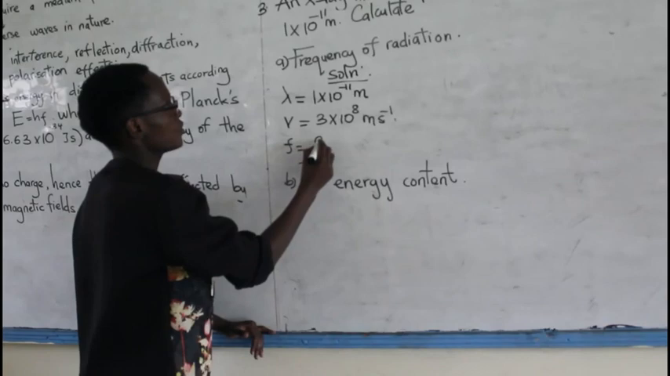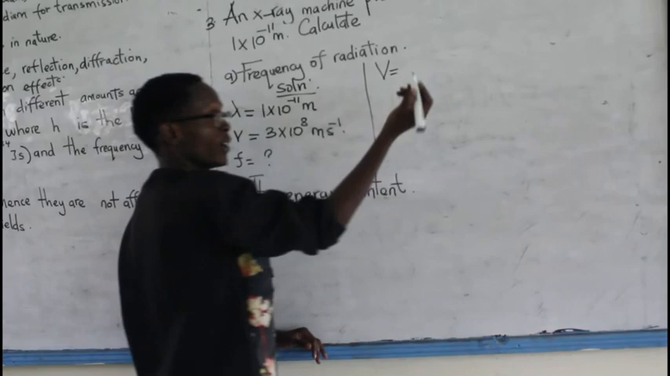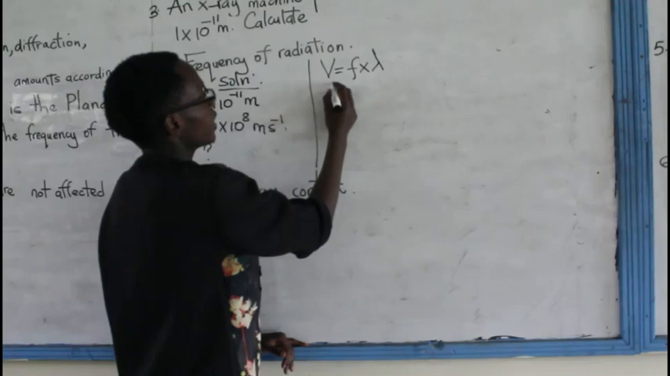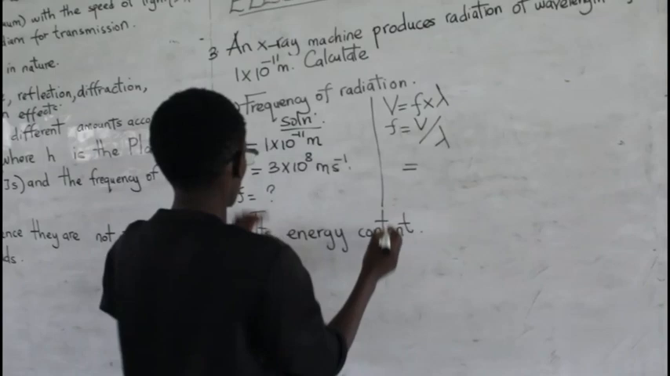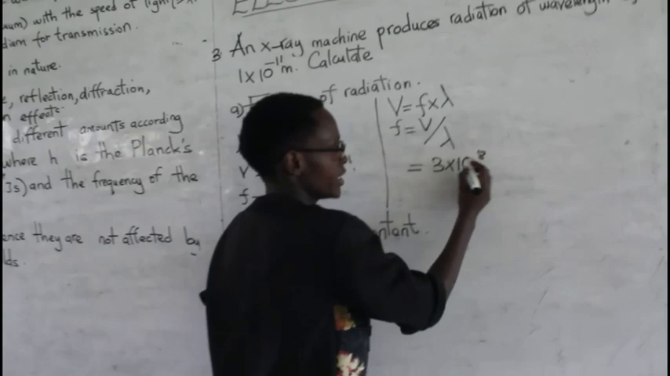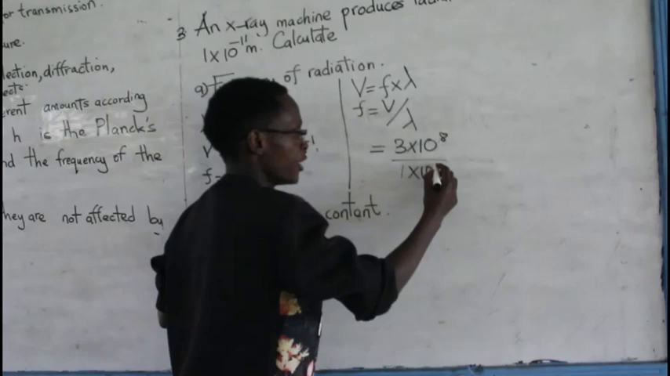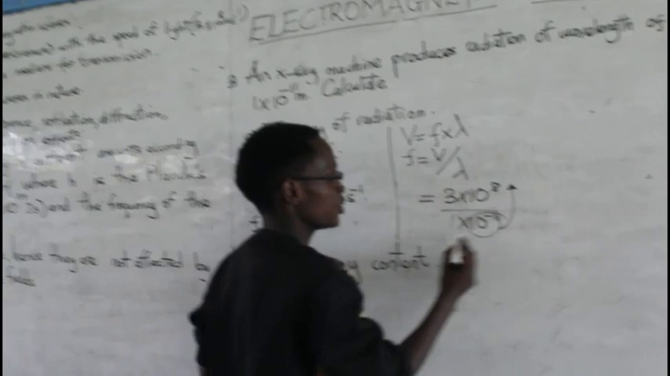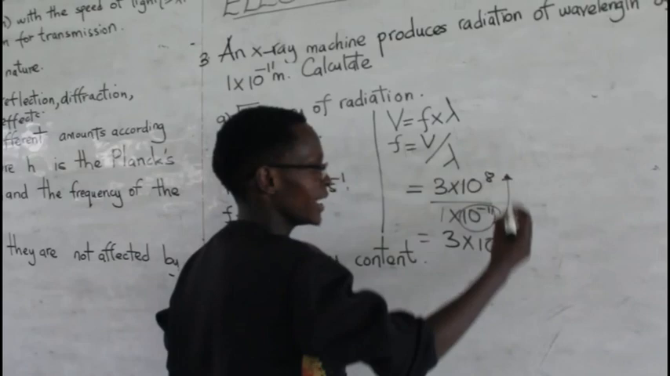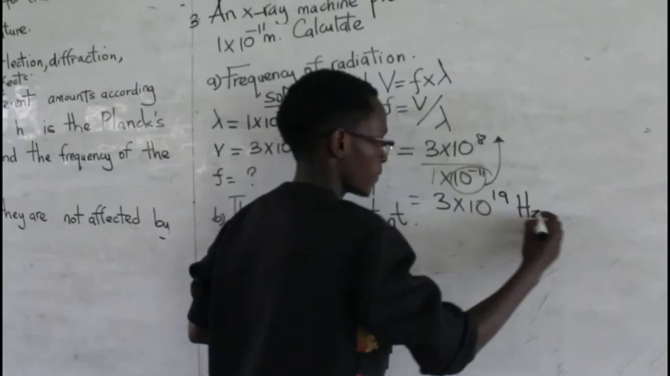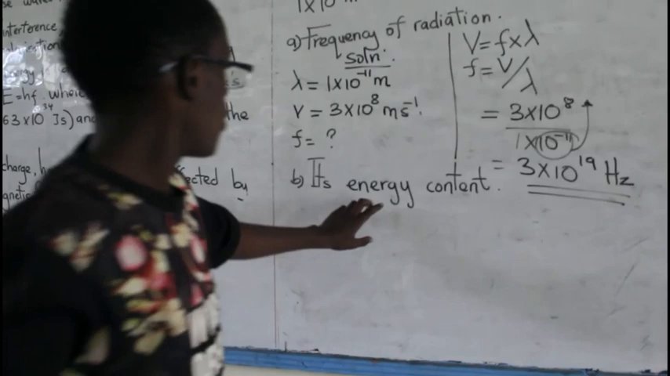So from the wave equation, velocity is equal to frequency multiplied by lambda, we get that frequency is equal to velocity all over lambda, which gives us 3 times 10 power 8 divided by 1 times 10 power negative 11. So what happens is just this one comes up, becomes a positive, so 3 divided by 1 is 3. So 3 times 10, 11 plus 8, that's 19. So 3 times 10 power 19. That's the answer.